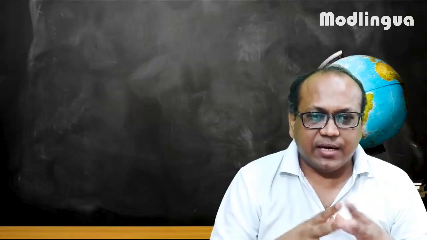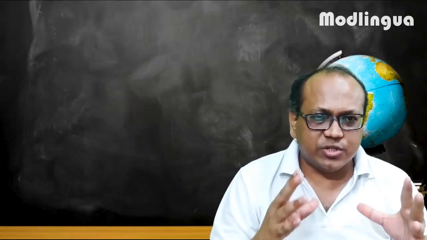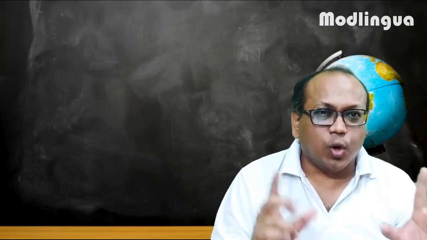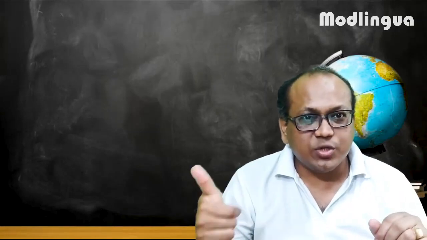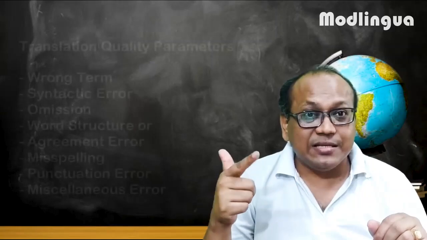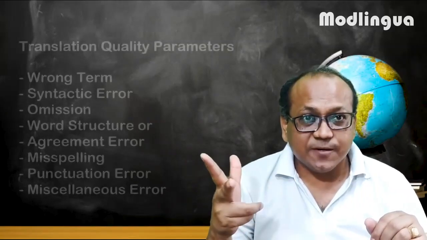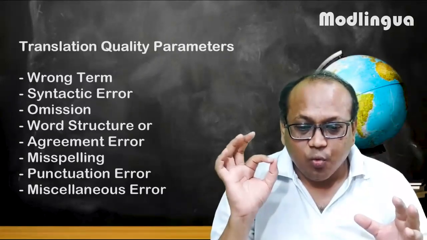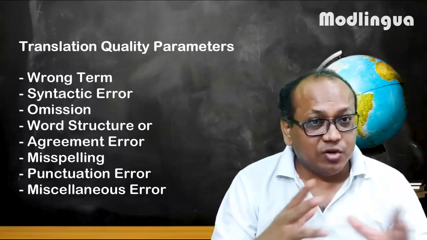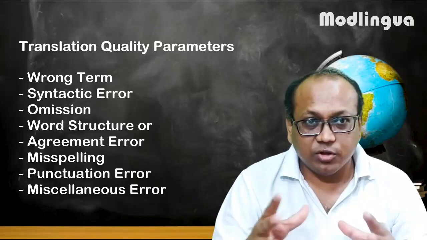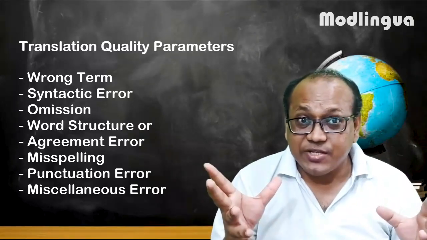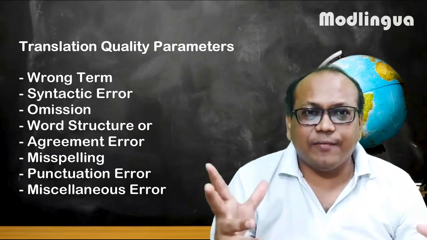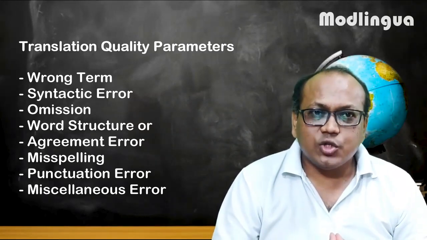So in this standard, SAE J2450 by the Society for Automotive Engineers, there are 8 parameters on which the translation quality is checked. The first one is usage of a wrong term. The second one is syntactic error. The third one is omissions, when you forget or you ignore. The next one is word structure or agreement error. There is sometimes an error in the agreement, verb and action. There are misspellings. That is also an error. There are punctuation errors. And above all, there are some miscellaneous errors.